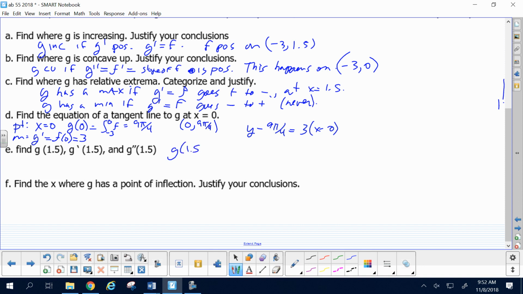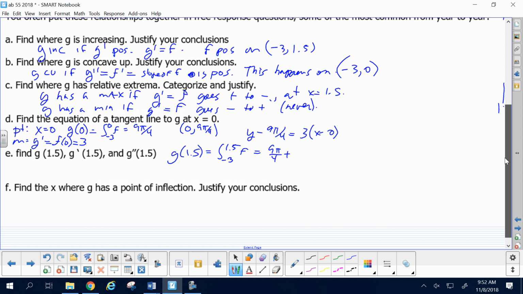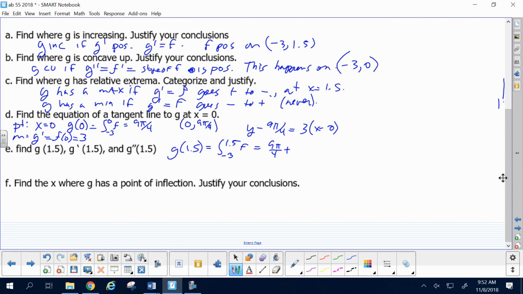G at 1.5. G is just straight up the area accumulation function from -3 to 1.5 by definition. So that's going to require some geometric area calculations. Wouldn't you agree that that's the positive quarter circle, 9 pi over 4, plus a triangle, which is base times height divided by 2. What are the base and the height of the triangle? 1.5 and 3 divided by 2. You can read that. Okay?